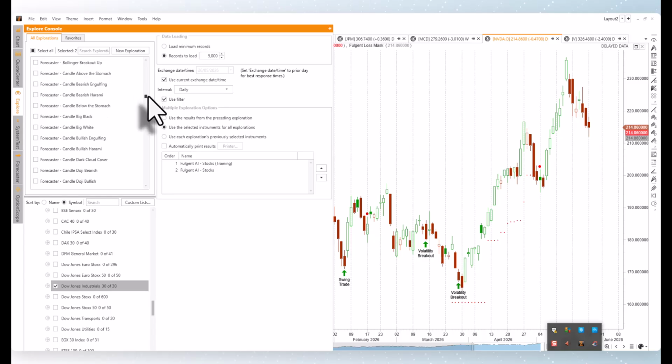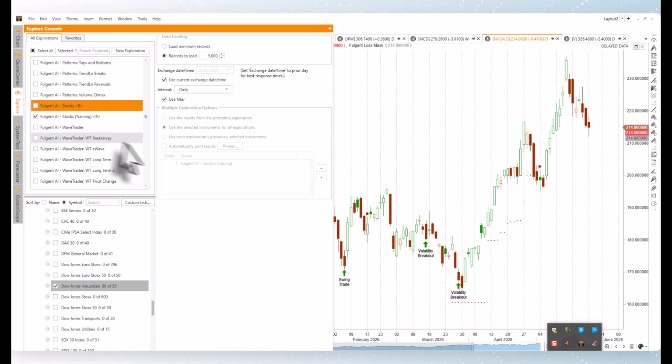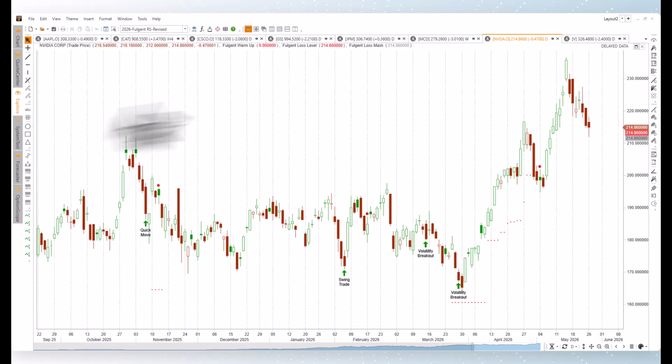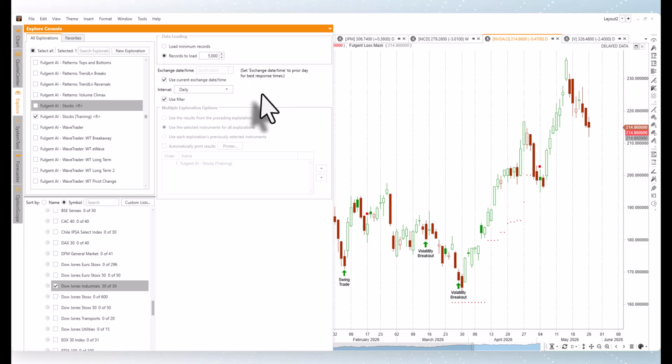But the Fulgent AI Engine is just one of the many hundreds of trading strategies in the MetaStock platform. So I use this. You select the Fulgent AI for stocks training. Got 5,000 pieces of data, and the menu popped away. So for every stock in the Dow 30 index, we're going to use 5,000 bars of trading data, and then we're going to test that with thousands of indicators in the database, every possible combination.